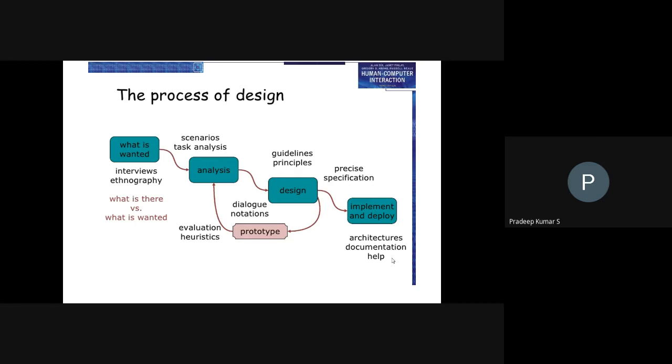Okay, listen. So you are already familiar with the software engineering concepts. Same thing here also: what is wanted? That means a requirement. Students, actually, what is wanted is the requirement. Then analysis, design.